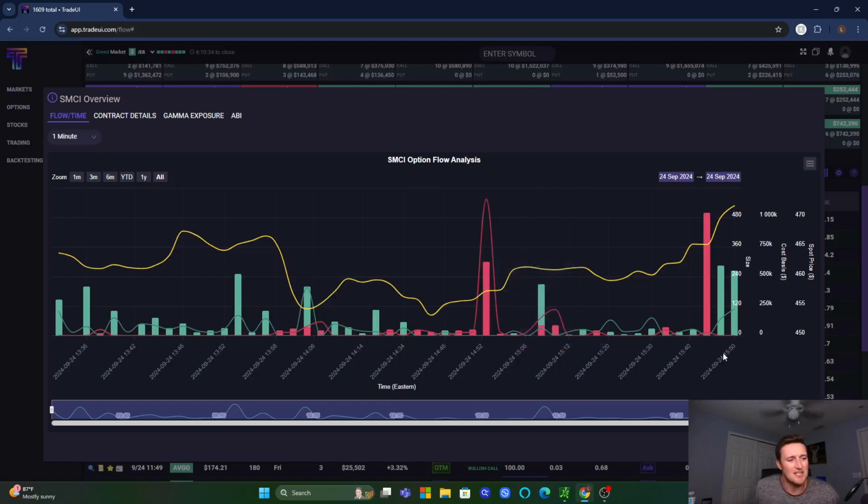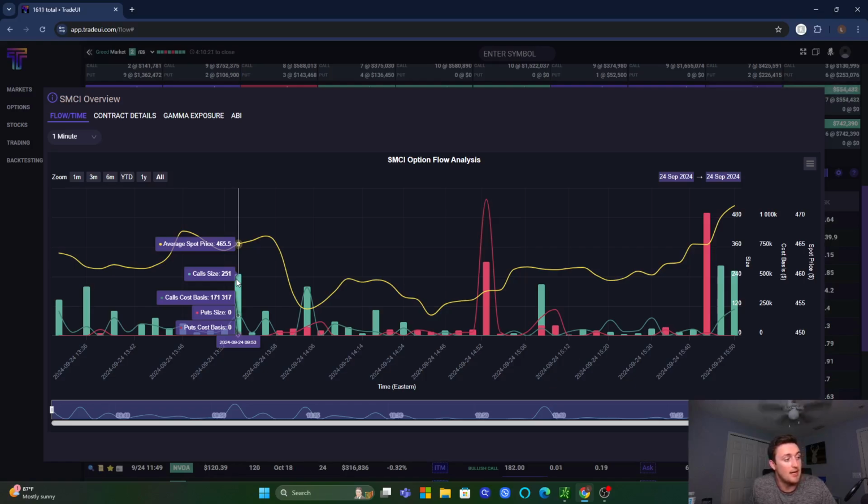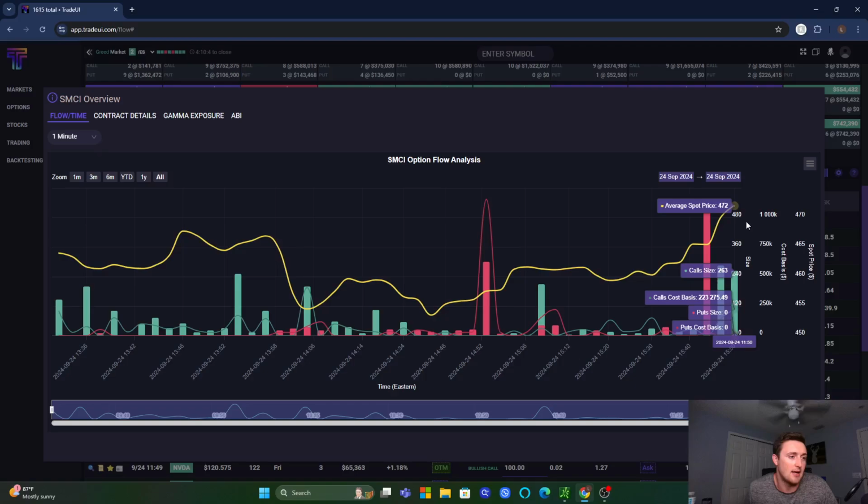Well, what this does is it shows you a few things. It shows you the order that's coming in, whether it's a call or a put sweep. It's going to show you the call size, the average spot price, and the call cost basis, which is the money needed to take the trade. It also shows you the average spot price that correlates with that stock. In this case, we have SMCI when the price was at $465.50. We had some call activity coming in, and as you can see, after that, the stock actually went up.